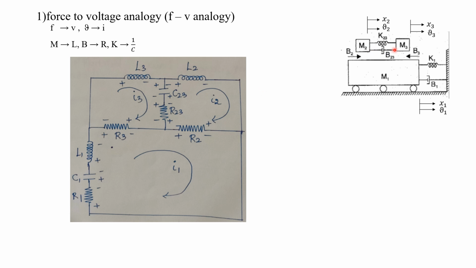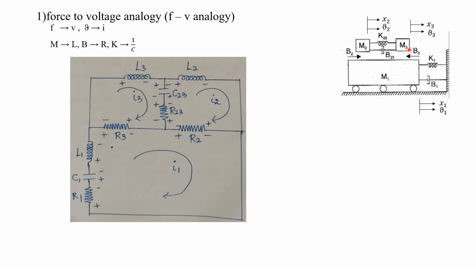For that we have to see the mass M3. When we are considering mass M3, there is no applied force, so there will not be any voltage source here. Suppose if you have an applied force for this M3, here you have to put the voltage source, and on the right side you have to put the plus sign and on the left side the minus sign. Then only the direction of current flow will match with the polarity of the voltage source. Here there is no applied force, so there will not be any voltage source in this loop.